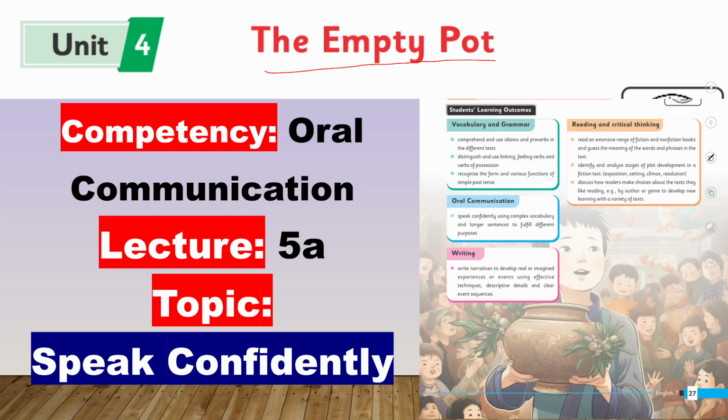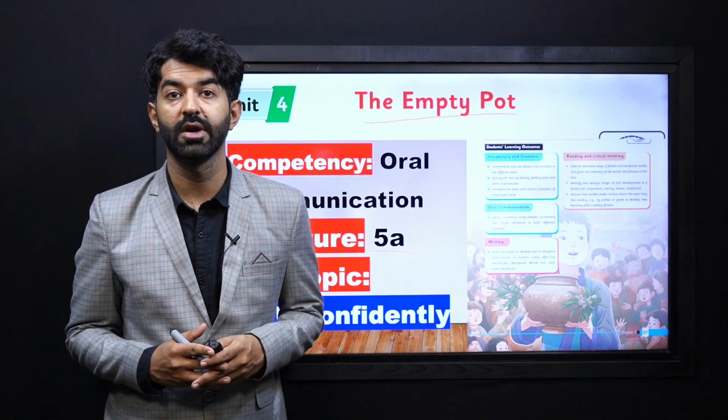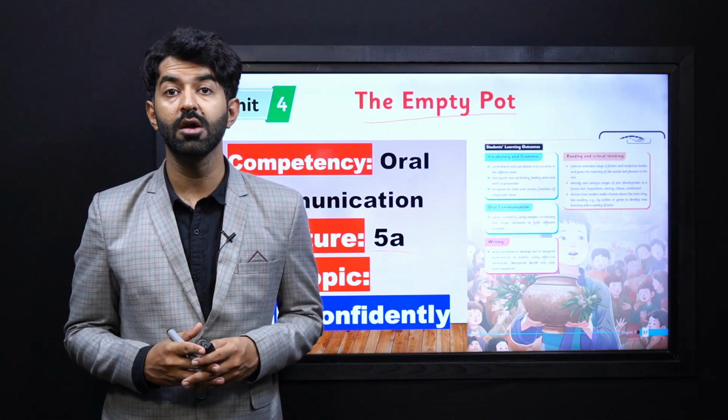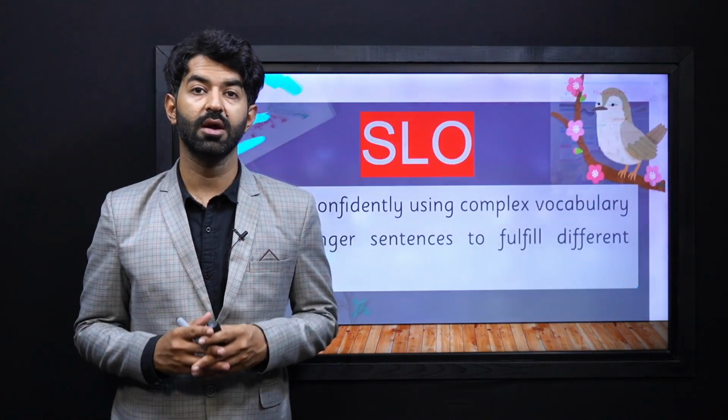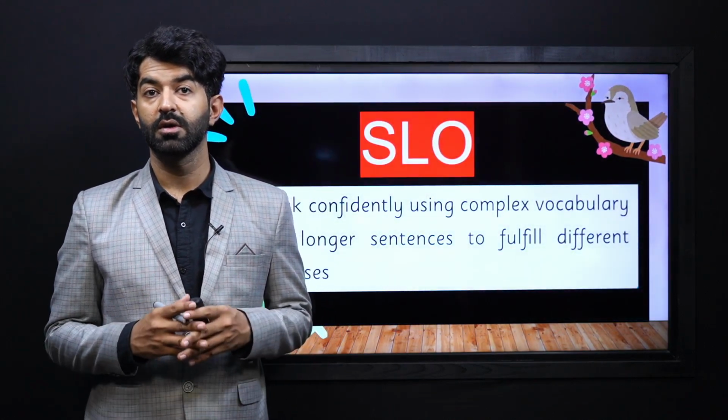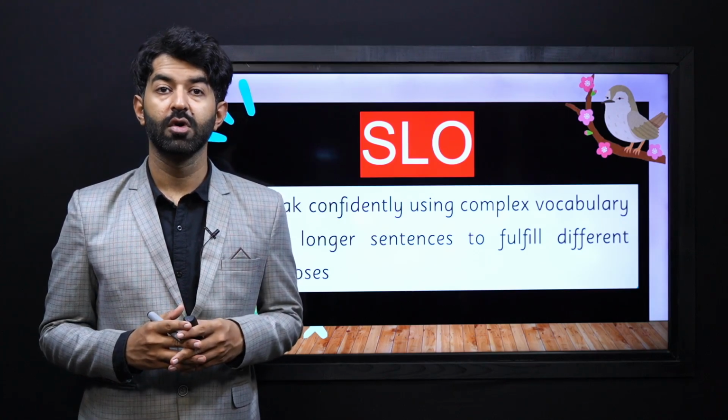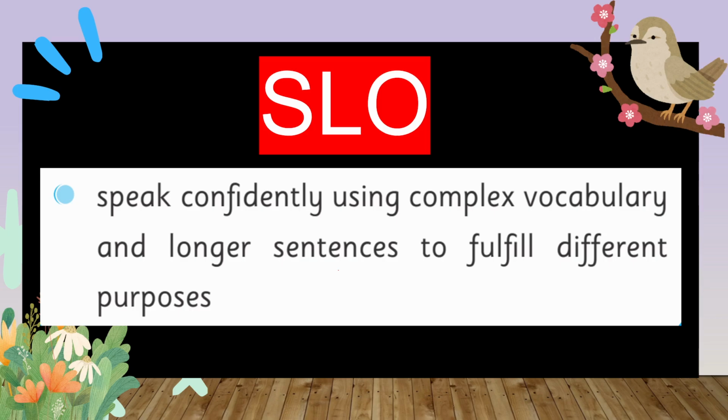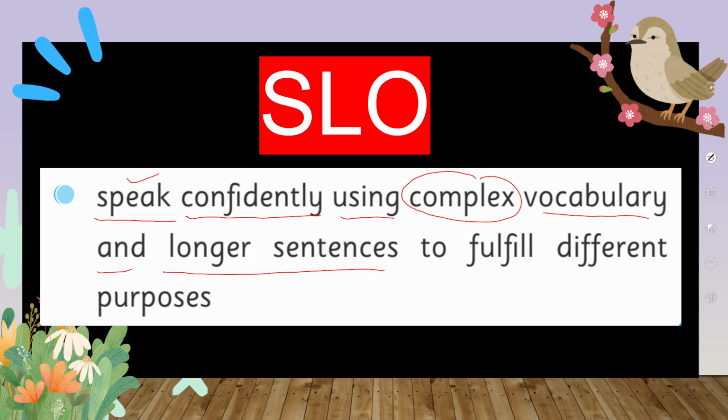This is our lecture number 5A and our topic, extracted from our students' learning outcome, is about speaking confidently. Now let's look at our students' learning outcome to see what we are supposed to do to have good oral communication skills and what we are learning today. So, our students' learning outcome is: speak confidently using complex vocabulary and longer sentences to fulfill different purposes.